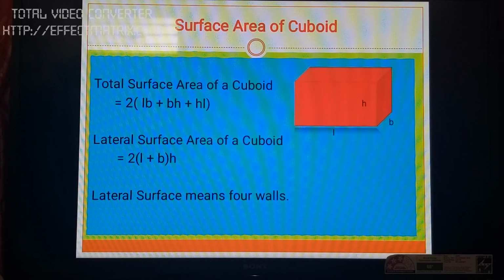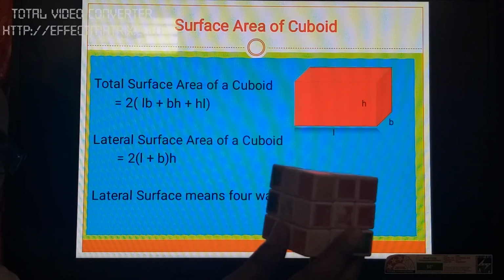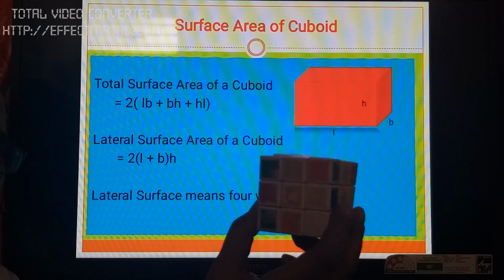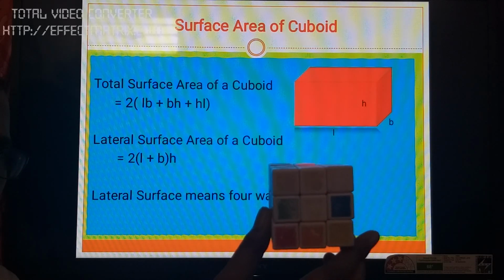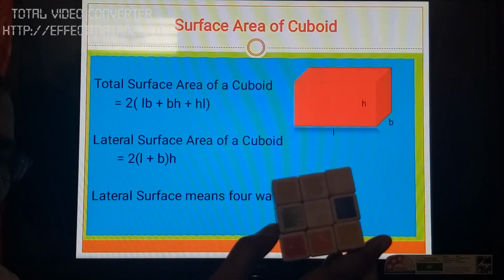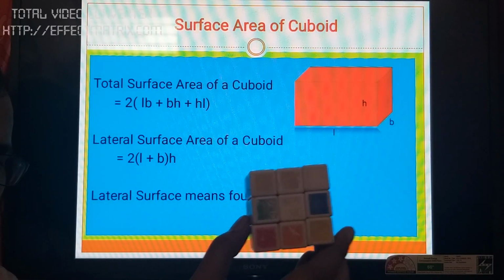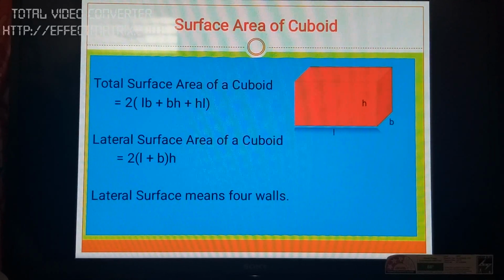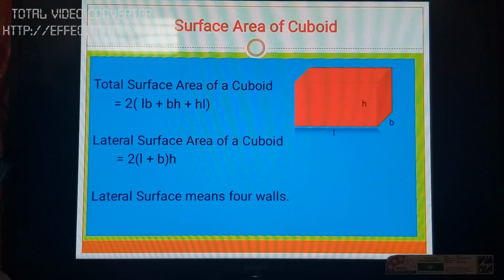So there are two things: surface area of a cuboid and volume. First we will find the surface area of a cuboid. This is a cuboid. It has a total of 6 faces, so its surface area is the sum of the areas of all of its sides. There are 6 surfaces, so its area is equal to twice (length into breadth plus breadth into height plus height into length).